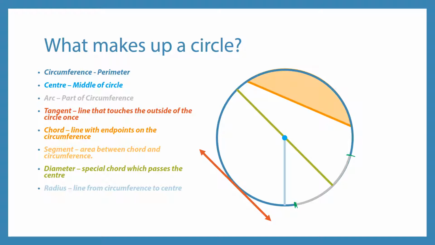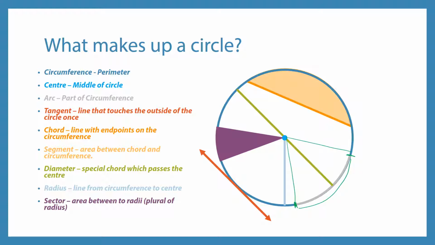The radius, you also hopefully know, is going to be a line from the center of the circle to the circumference. And finally, sector. So sector is going to be the area between two radii or radiuses. Another way of thinking about it is if we were to take an arc, so we have here an arc, and we were to connect that to the center, this whole area inside would be a sector.